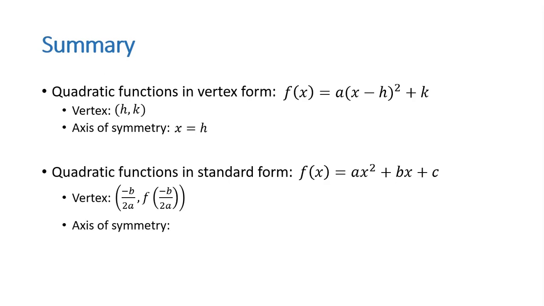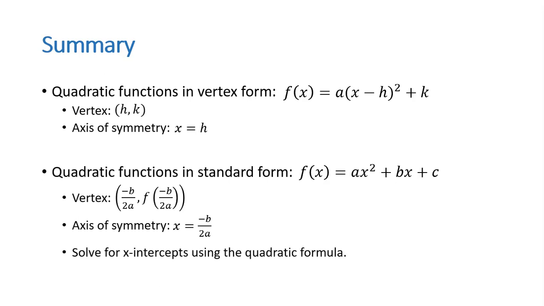Once we have our vertex, the axis of symmetry is just going to be x equals whatever the x-coordinate is for the vertex. So you don't have to use the formula again. Once you've used the formula, negative b over 2a, one time, you're just going to carry that number, whatever that number is, through the rest of the problem.